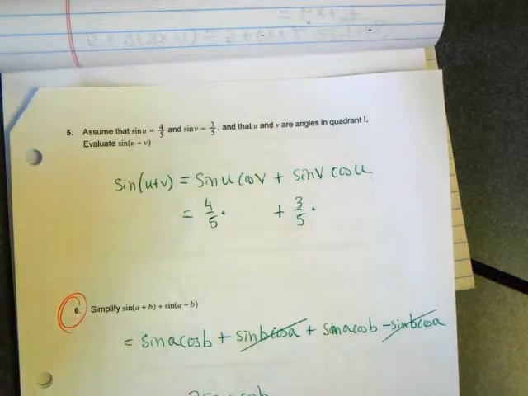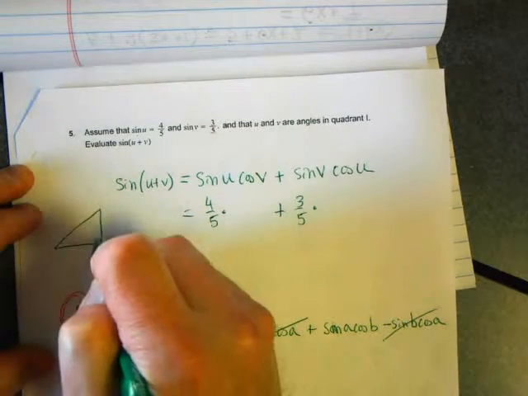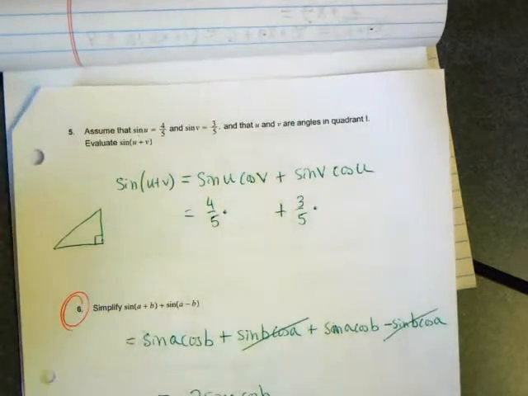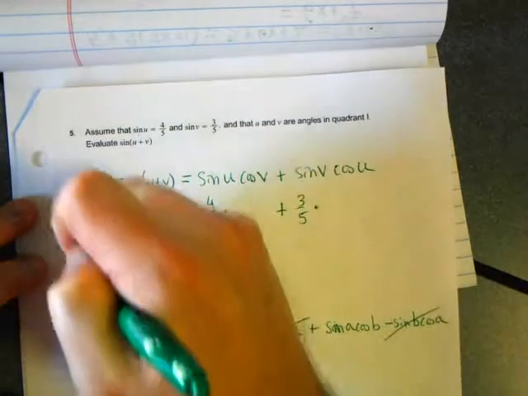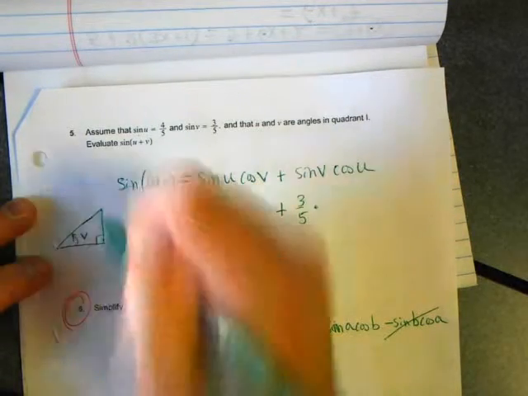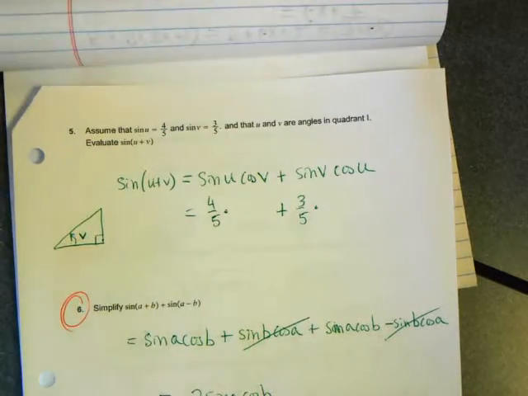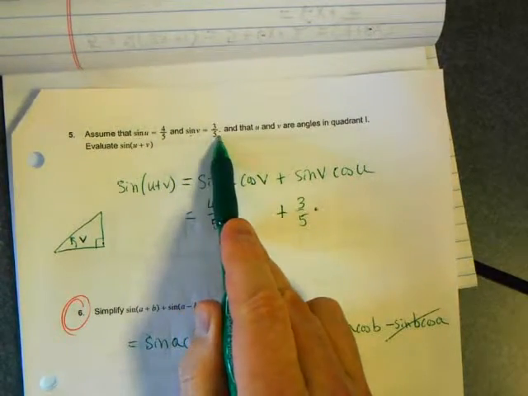Draw a triangle, okay. That's always a good answer in this class. There's a triangle. What do I do with it? I'm going to call this right here angle V. And I know that sine of V is 3/5.